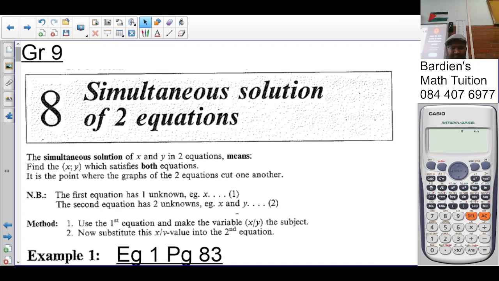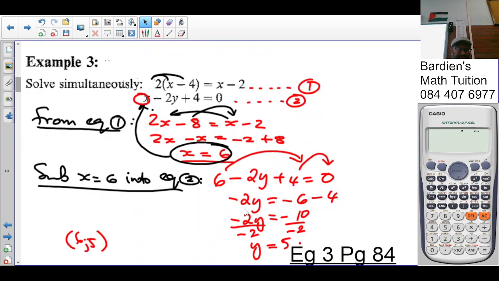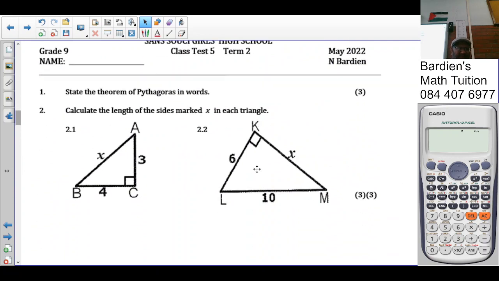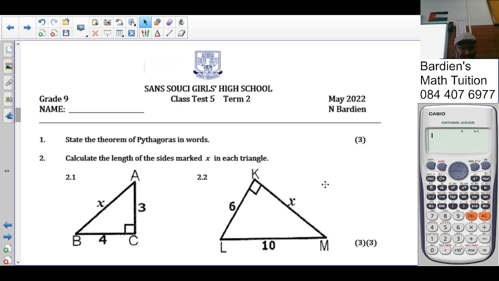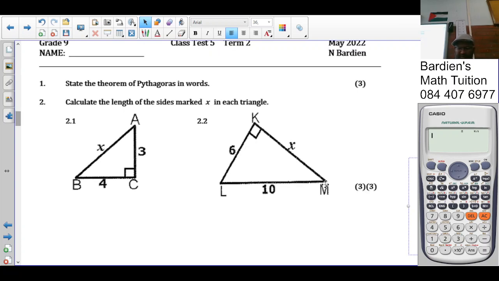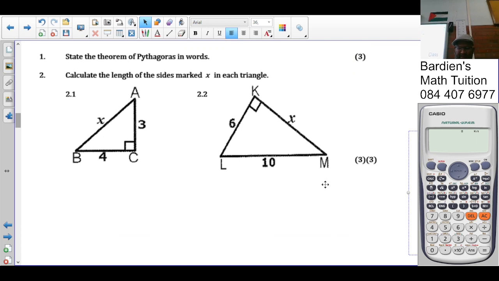So at this point, you got your test back. We're just going to run through the memo. So this was class test number 5, term 2, 2022.